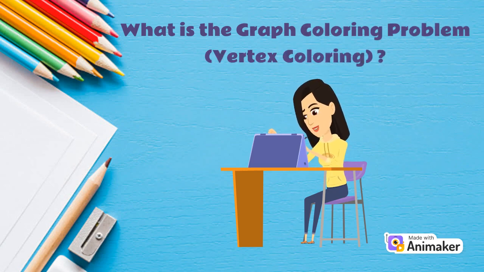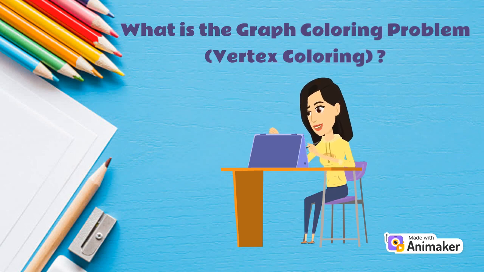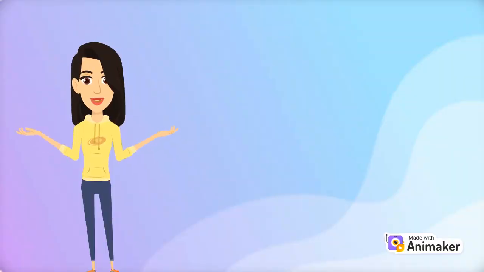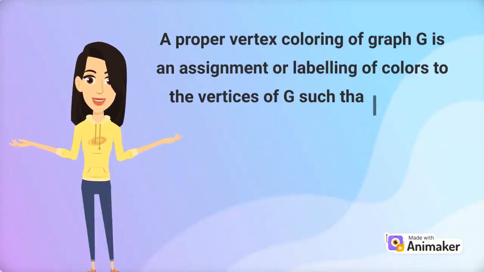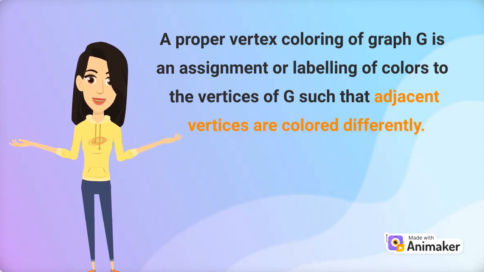What is the graph coloring problem, particularly vertex coloring? A proper vertex coloring of graph G is an assignment or labeling of colors to the vertices of G such that adjacent vertices are colored differently.